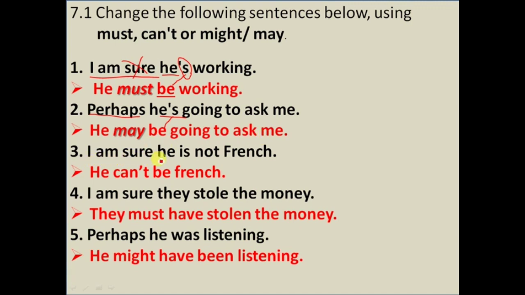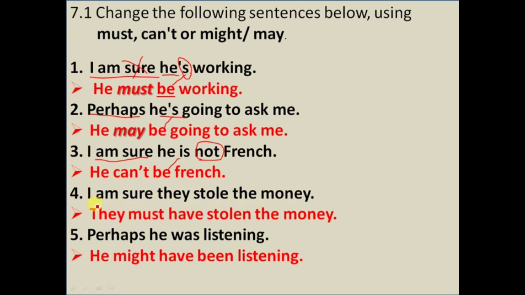Similarly, I am sure he is not French. Let's see. I am sure, you are 100% sure something is not true. Here is a negative marker, not, therefore sure not, can't. He can't. Here is, therefore be. He can't be French.